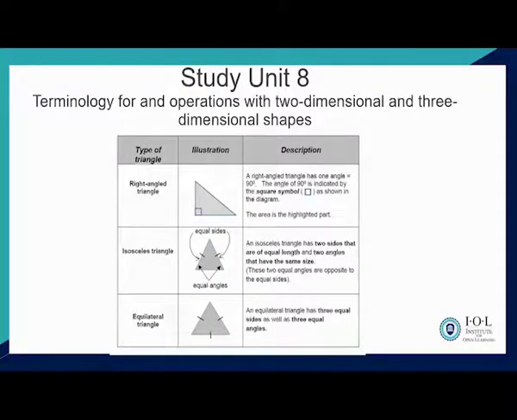There's a right angle triangle. It's exactly one angle that is 90 degrees. There's an isosceles triangle. It has equal sides and equal angles. An isosceles triangle has two sides that are of equal length and two angles that have the same size.